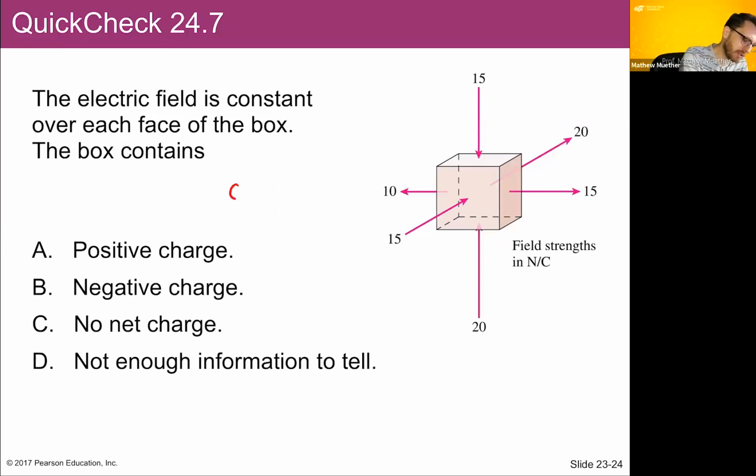Remember that Gauss's law tells us that the total flux through that surface has got to tell me about the charge enclosed inside of the surface over epsilon naught. So what do we think? Is there positive or negative charge inside of this box?